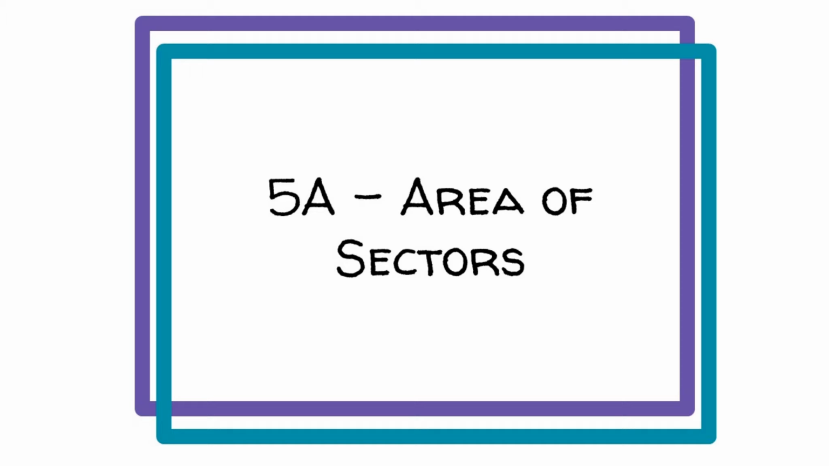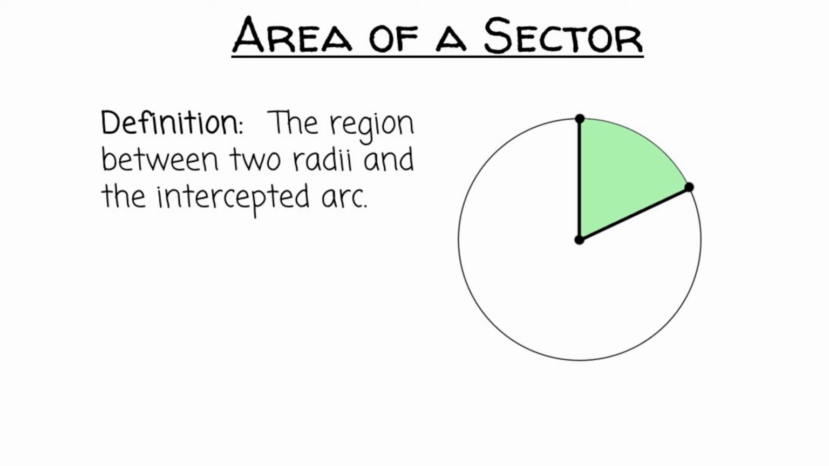We're going to learn how to find the area of sectors. So first we need to define what a sector is. A sector is that region between two radii and the arc. So really it's like a piece of pie here, or a piece of pizza, however you want to think about it. So this shaded area is called a sector.